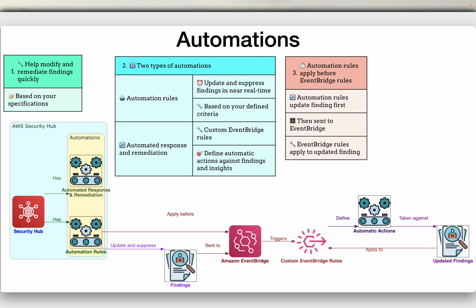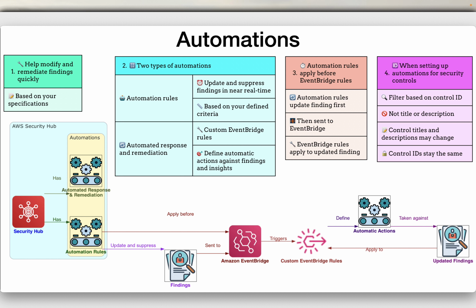Automation rules apply before EventBridge rules. That is, automation rules are triggered and update a finding before it is sent to EventBridge. EventBridge rules then apply to the updated finding. When setting up automations for security controls, it is recommended to filter based on control ID rather than title or description. Whereas Security Hub occasionally updates control titles and descriptions, control IDs stay the same.